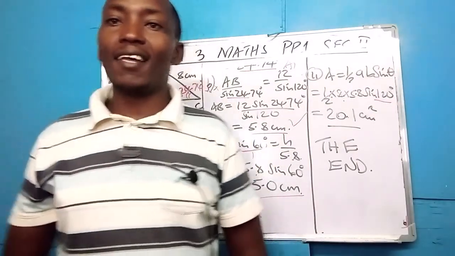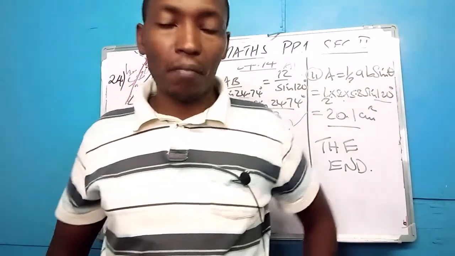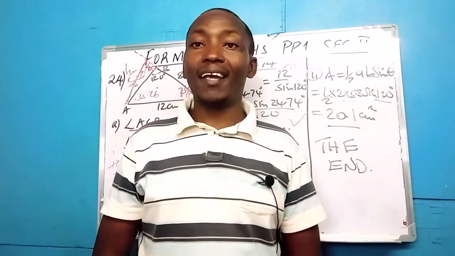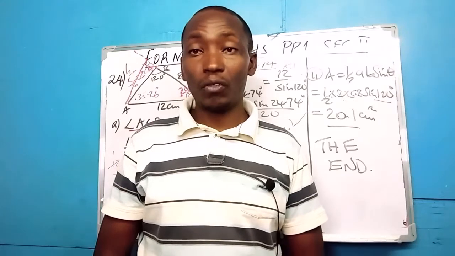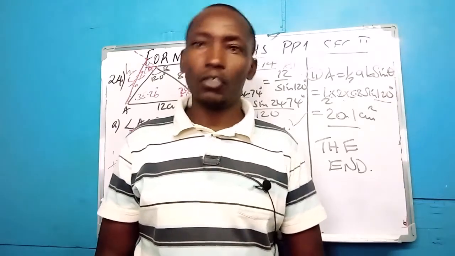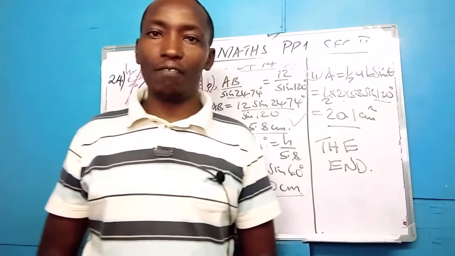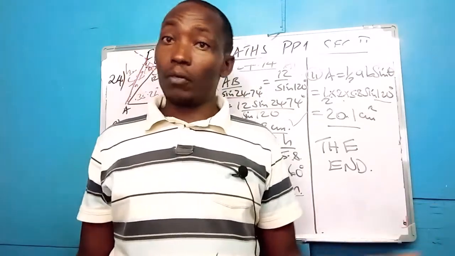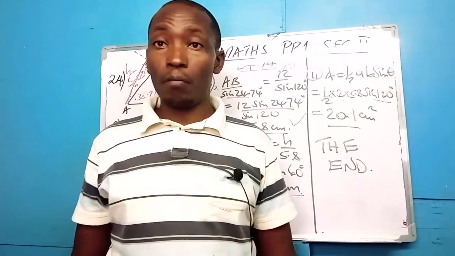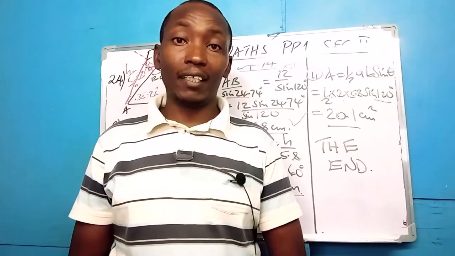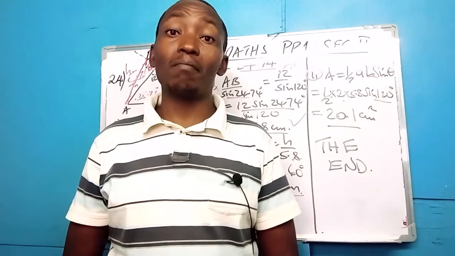Wow, that was a form 3 paper 1. Maybe next will be a paper 2. We can do a form 3 paper 2, or I do a form 1 paper, at least for the sake of the many form 1s we have. Then we'll come to form 2, then we do form 3. We'll do a number of them. Before the end of the holiday, we will have interacted mathematically.